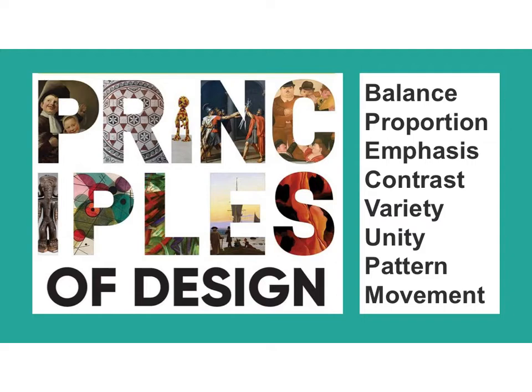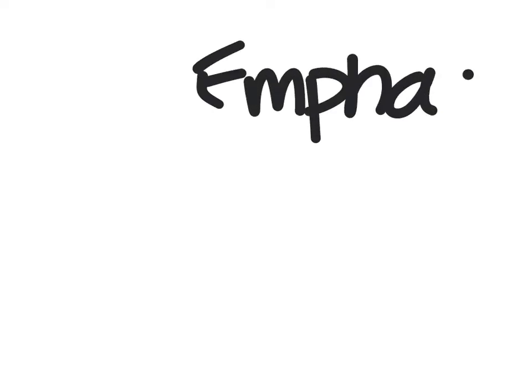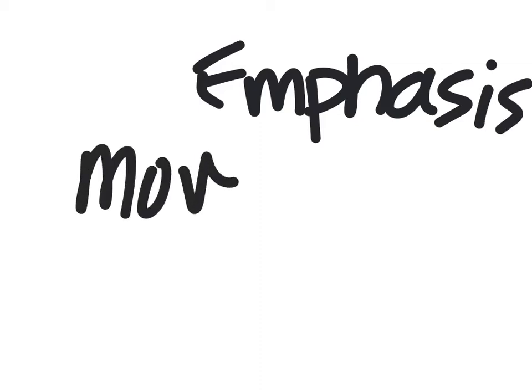These are the principles of design: balance, proportion, emphasis, contrast, variety, unity, pattern, and movement. These are all different ways that you can put together multiple elements of art. Of all of these principles of design, the ones that we're going to focus on for today are emphasis, movement, and unity.